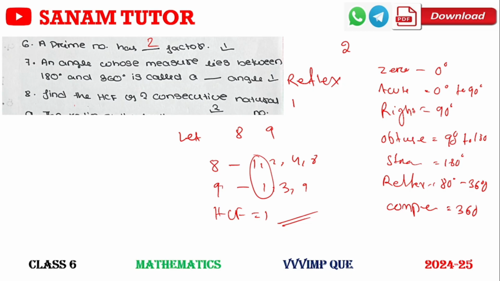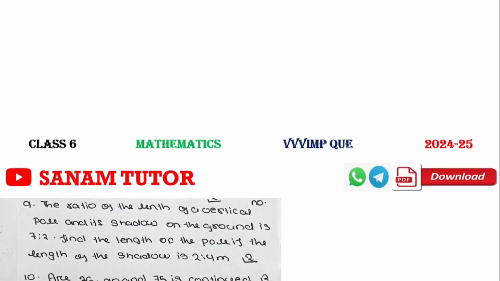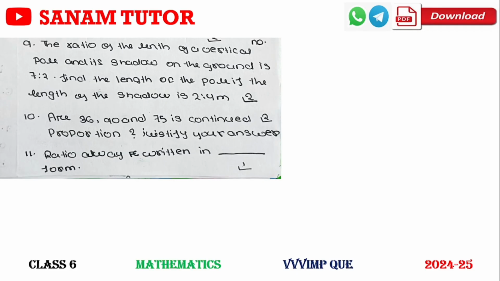Next question. The ratio of the length of a vertical pole and its shadow on the ground. Okay, suppose this is a vertical pole. Yes or no? This is the ground. Now, the ratio of the pole and its shadow on the ground is 7:2, means suppose the pole is 7x and the shadow is 2x. Now find the length of the pole if the length of the shadow is 2.4 meters.